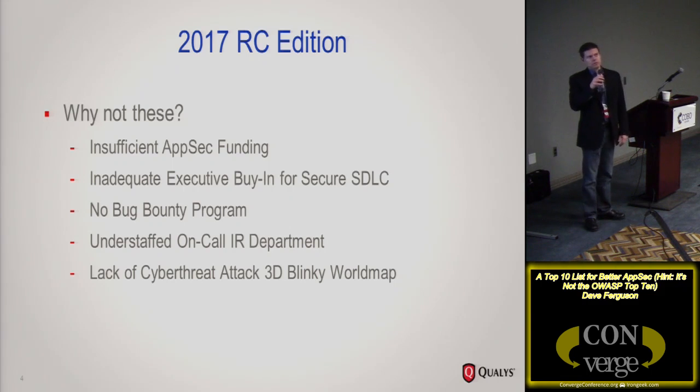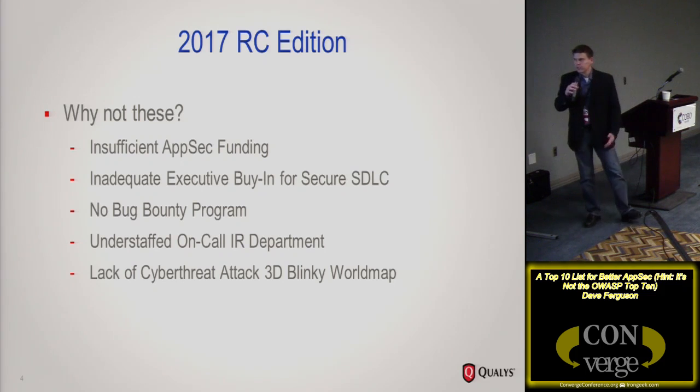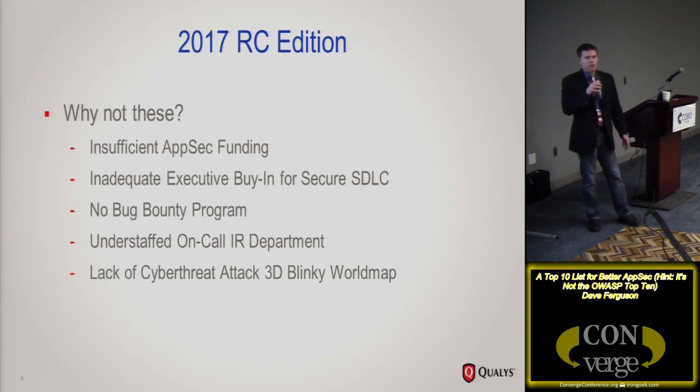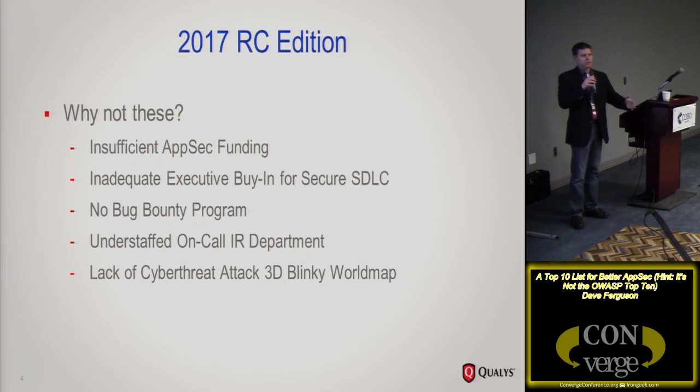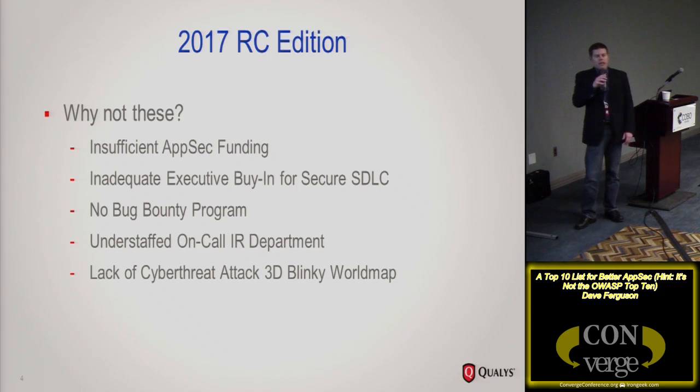These are all sort of factors that go into securing applications. So should they be on the OWASP top 10 also? No bug bounty program, understaffed on-call IR department, lack of cyber threat attack 3D Blinky world map. All these could be risks that could be part of the OWASP 10. Okay, the mission of the OWASP 10 is not real clear right now. So we'll see how the comments work out.